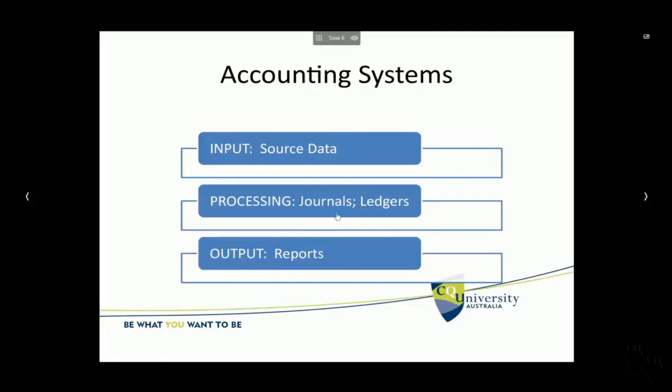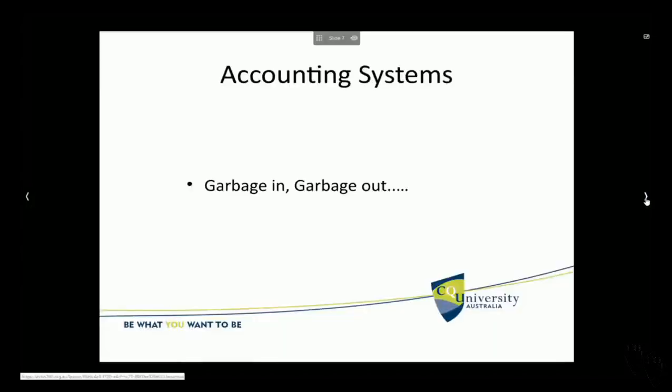So whether it's a manual system or an electronic system, what you input has to be processed, and your outputs are only as good as what your inputs were. So if you make an error in an input, you will have errors in your reports. So that's the general structure of our accounting system. So again, garbage in, garbage out. So you can see it's important that we make sure we don't put garbage in.